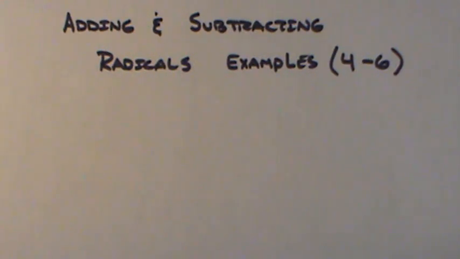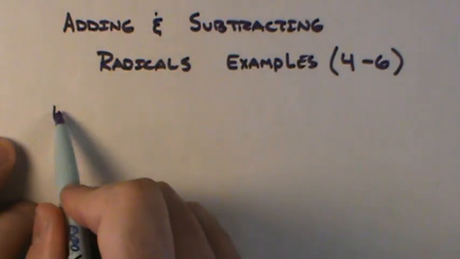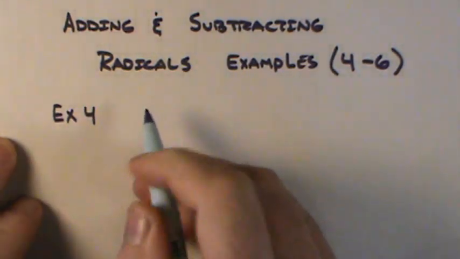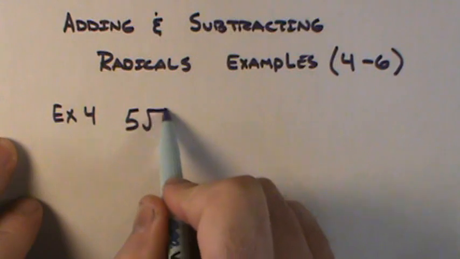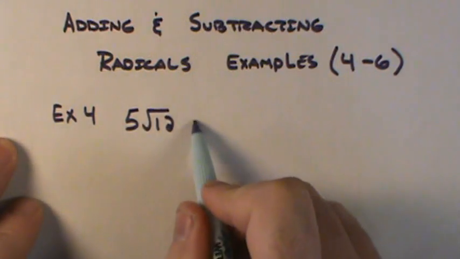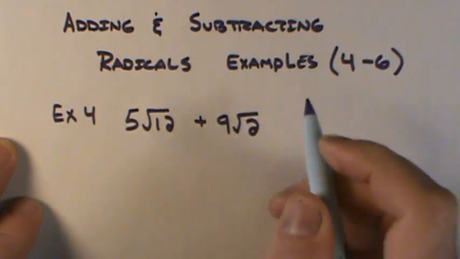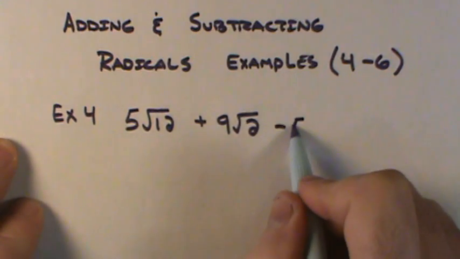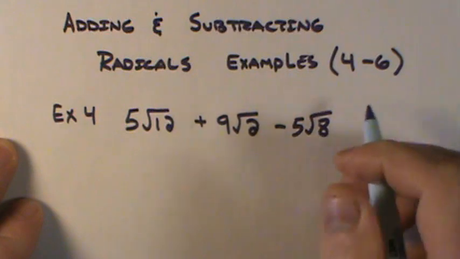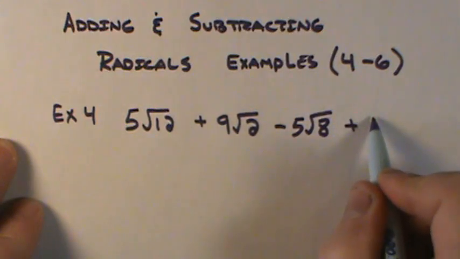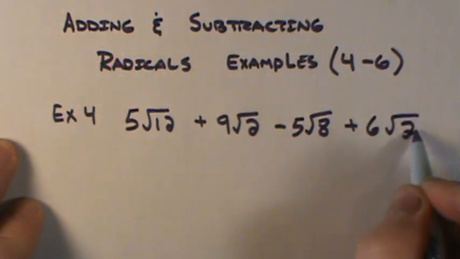Another 3 examples for adding and subtracting radicals. Example 4. Say we have 5 rad 12 plus 9 rad 2 minus 5 rad 8 plus 6 rad 27.